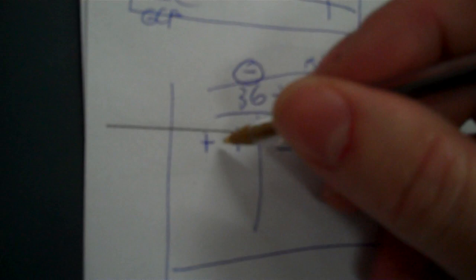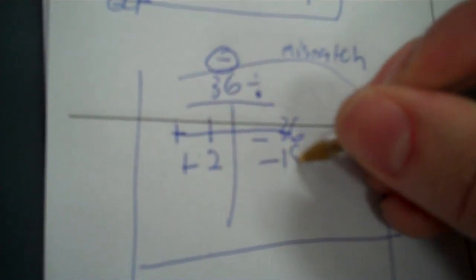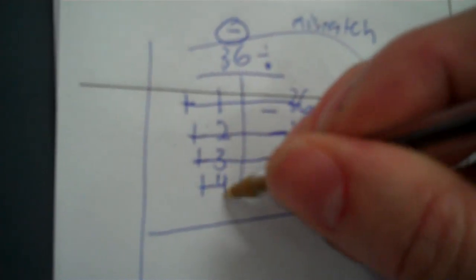So 36 divided by 1 is 36. Add those, it's negative 35. That's way wide. 36 divided by 2 is 18. That's negative 16. That's way wide. 36 divided by 3 is 12. That's negative 9. That's wide of negative 5. 36 divided by 4 is 9. 4 plus negative 9 is negative 5.